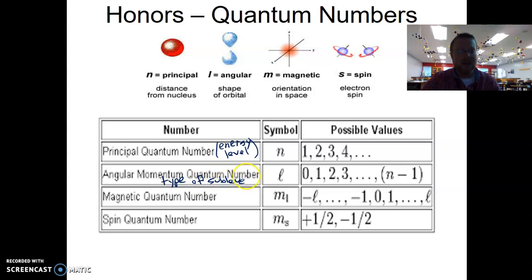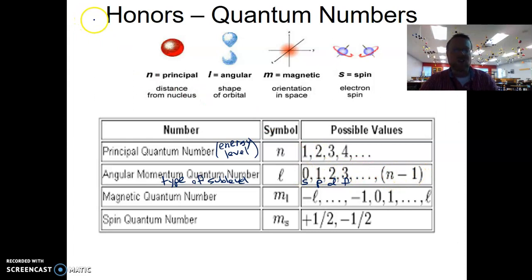What I mean by that is that the value for l is telling you whether you have an s sublevel, a p sublevel, a d sublevel, or an f sublevel. For our purposes, l is never going to go higher than 3: 0, 1, 2, or 3. Notice there's a limitation that says l can only go up to n minus 1.